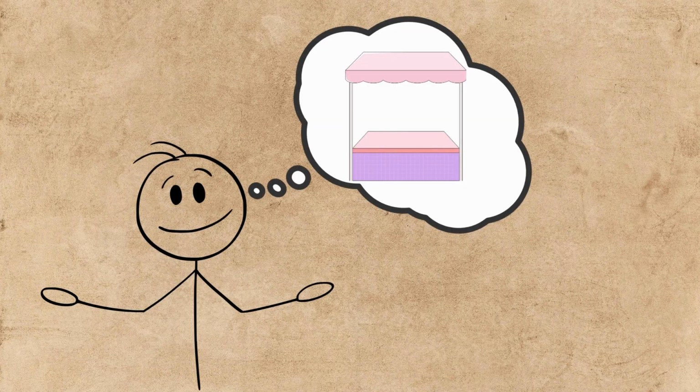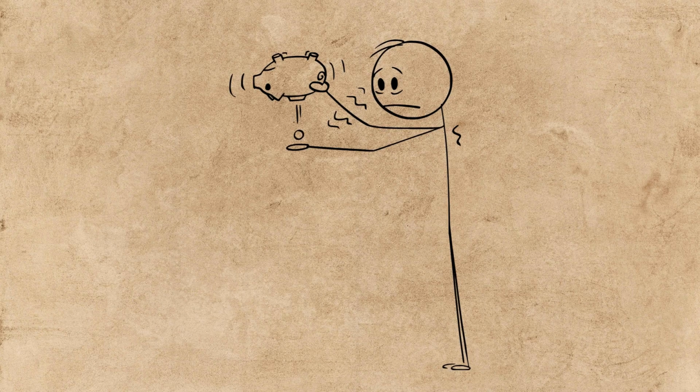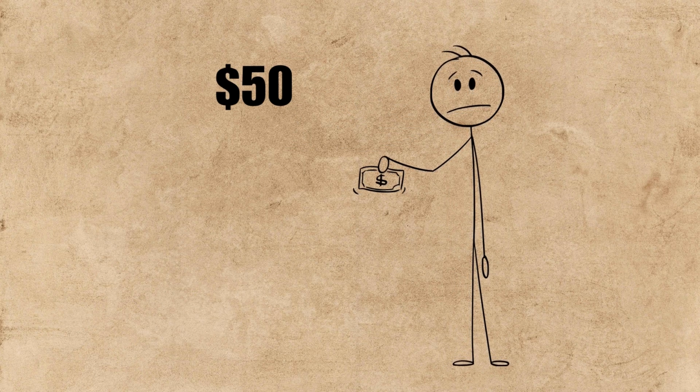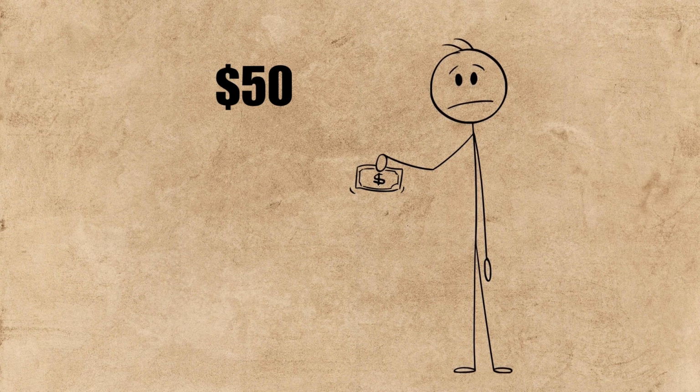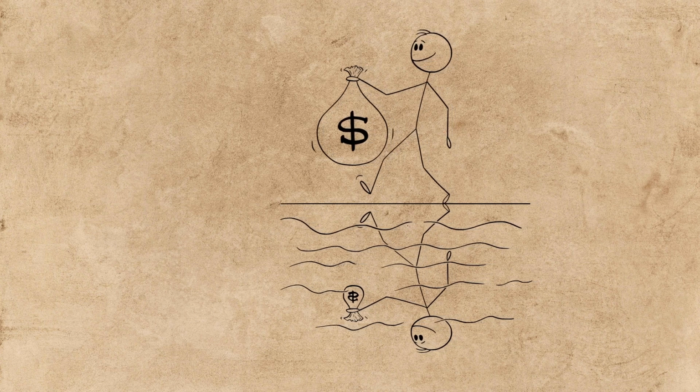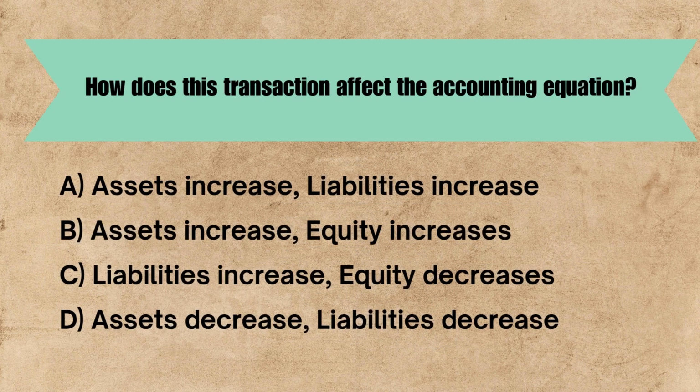Now let's say Alex needs to purchase a table for his lemonade stand, but doesn't have the cash. He borrows $50 from a friend. That $50 is now a liability that he will have to pay back later. Alex now takes the money and uses it to purchase the table. How does this transaction affect the accounting equation?